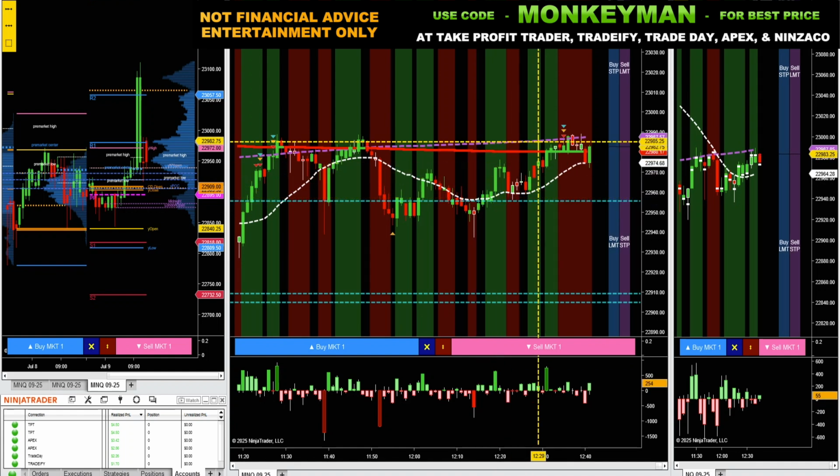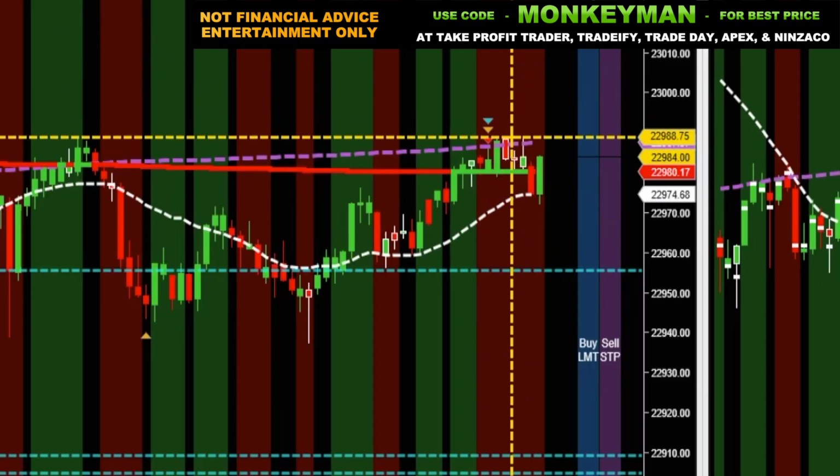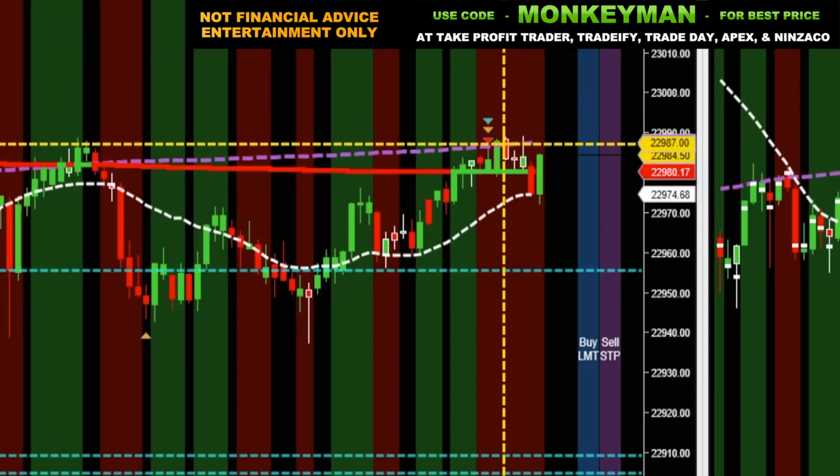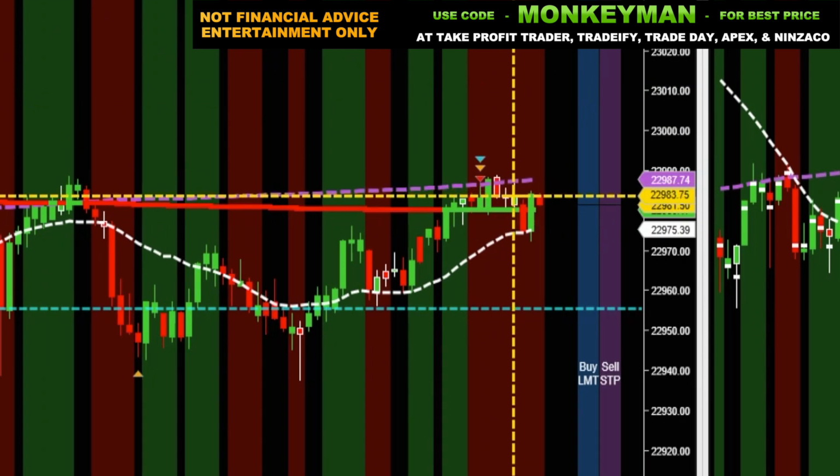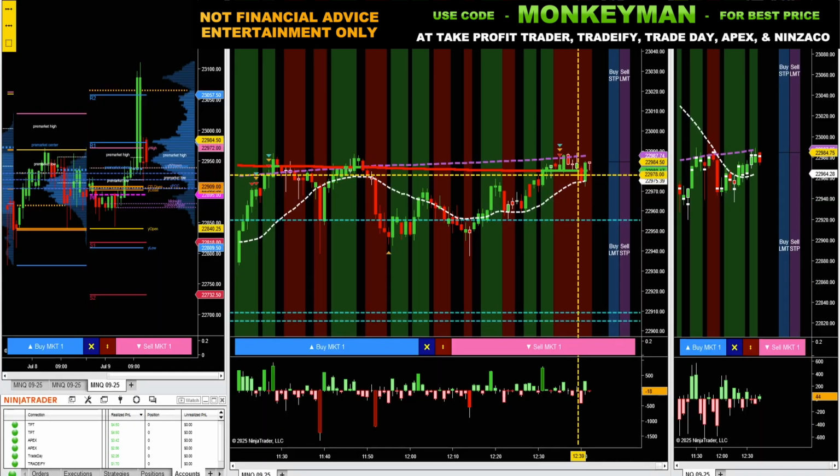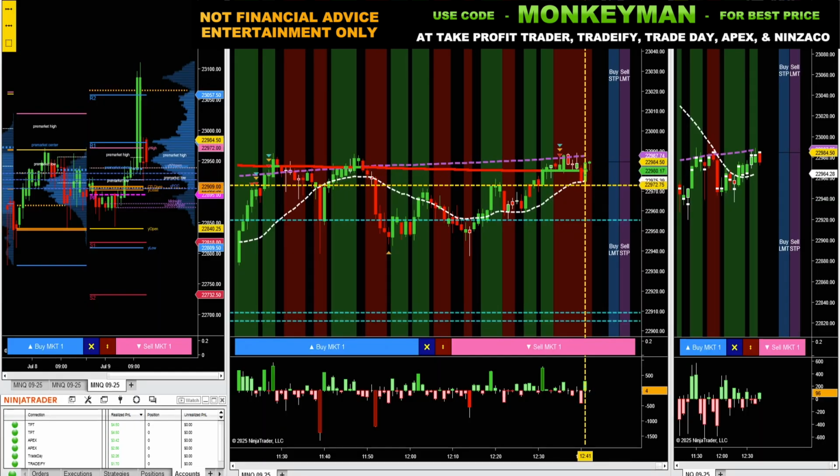15 points. Just had some triple divergence. Here we got a red trend flow candle with some single bar divergence. The background's already red, broke lower, popped down 10 points there, right to the 20. We're getting a bounce off the 20.